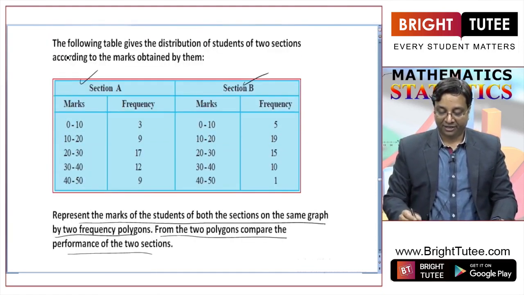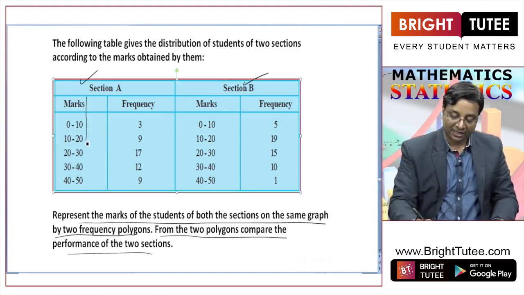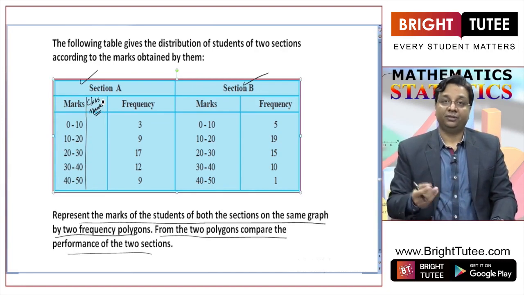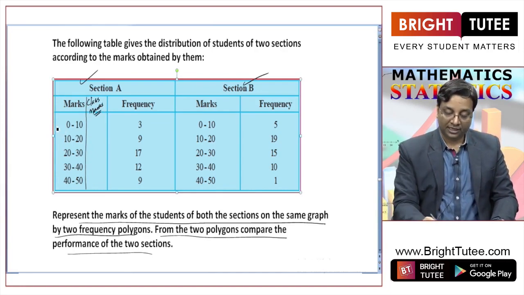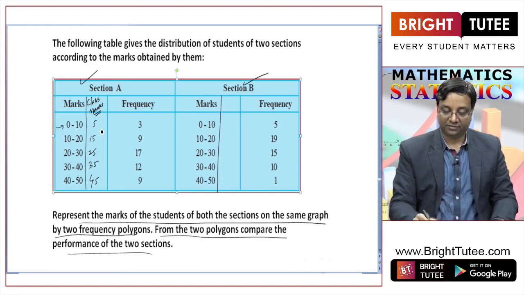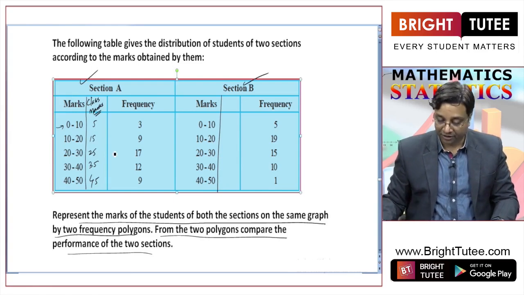Now see, I will directly draw the polygons without drawing the histogram. For that, I will require class marks. So let me write the class marks here itself. What are the class marks? The sum of lower limit and upper limit divided by 2. So for this class it will be 5, for this one it will be 15, 25, 35, 45. Similarly, these class marks will also be the same, 5, 15, 25, 35 and 45.